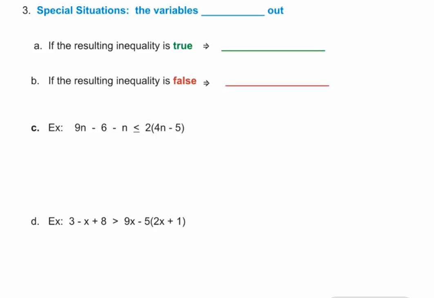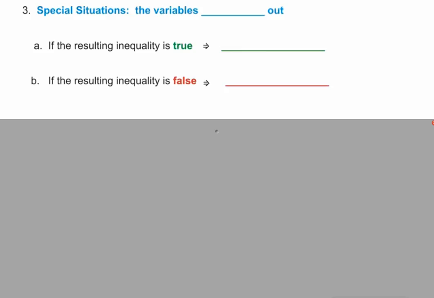All right, a couple special situations. Every once in a while, the variables will add out. So you're doing an inequality. You have variables usually on both sides, but it doesn't have to be, and your variable poof, disappears. All right, so you're doing your steps, your variable's gone. What do you do? Oh. All right, well, it's going to be one of two situations.